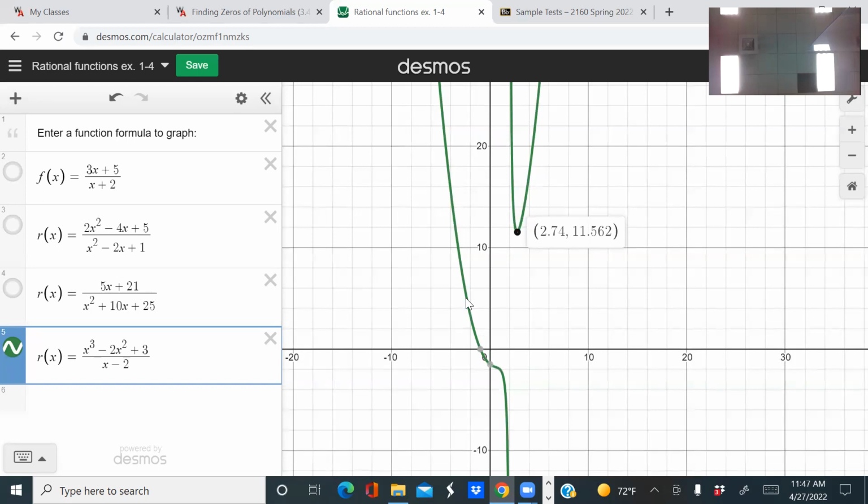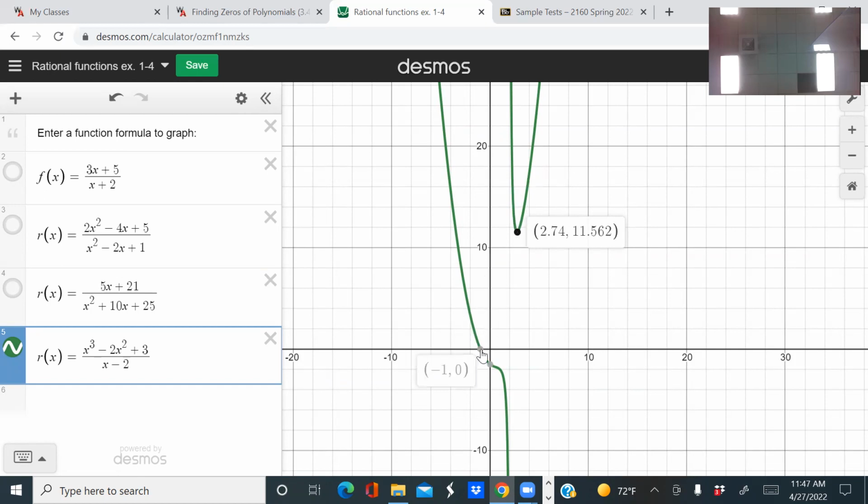It's change in slope. Another way of saying that is change in direction. You have to have a change in direction. It has to switch from increasing to decreasing or vice versa. See here, it's switching from decreasing to increasing. So you definitely have a turning point there.